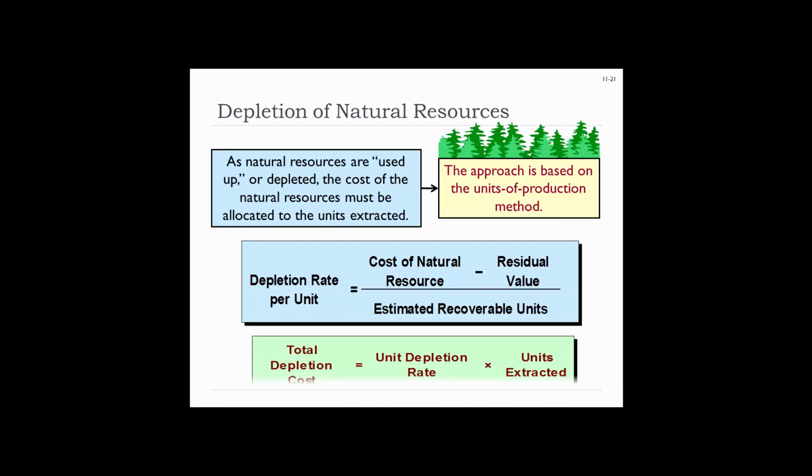Now, if we're talking about depletion of natural resources, remember this isn't depreciation, it's depletion. As natural resources are used or, quote-unquote, depleted, the cost of the natural resource must be allocated to the units extracted. This approach is based on the units of production method. So your depletion rate per unit is the cost of the natural resource minus the residual value divided by the estimated recoverable units. Remember, we're not making something, it's a natural resource. So total depletion cost equals the unit depletion rate times units extracted.